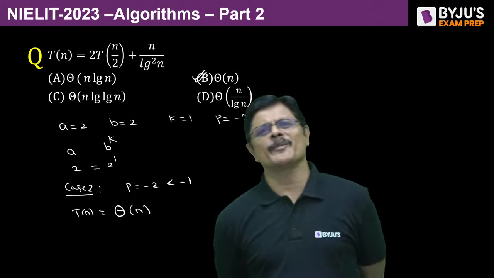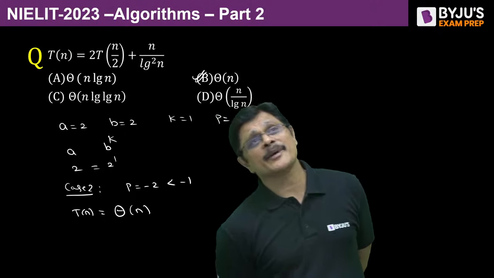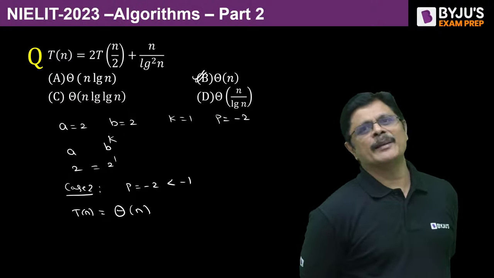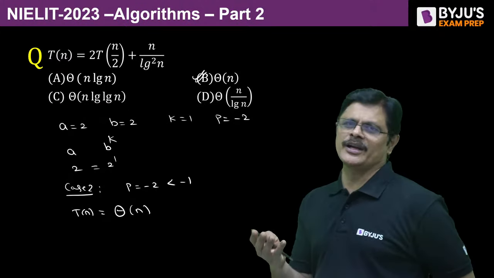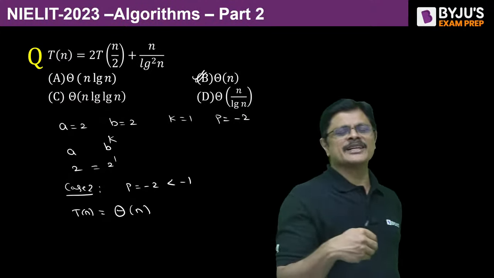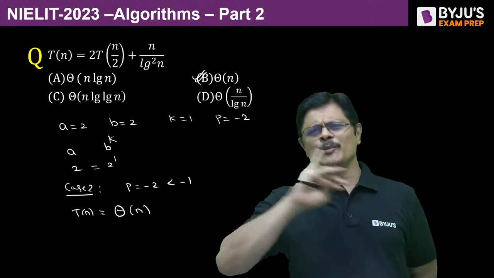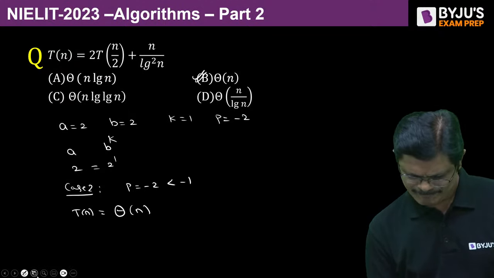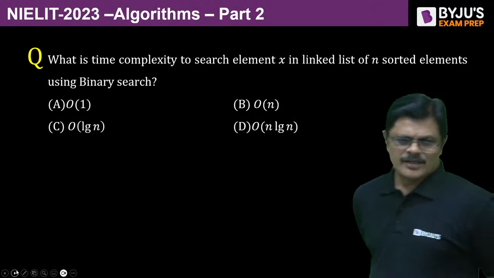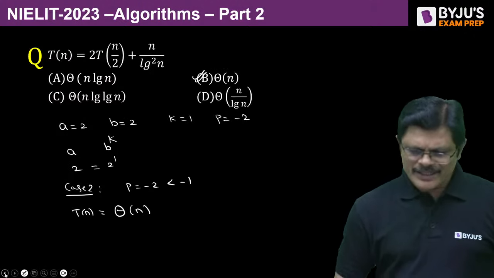There is no log power p plus 1. When p is greater than minus 1, log power p plus 1. When p is equal to minus 1, you get log n. And when p is less than minus 1, in that particular case, the log portion is completely removed. And that is the answer. Hopefully you understand all these rules.